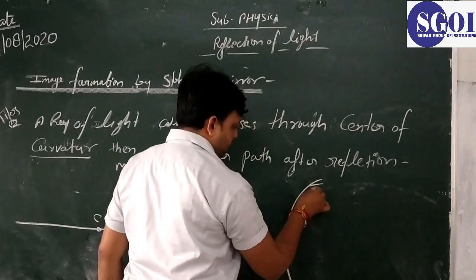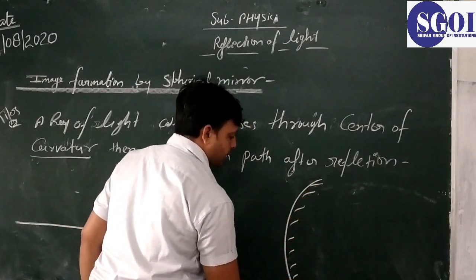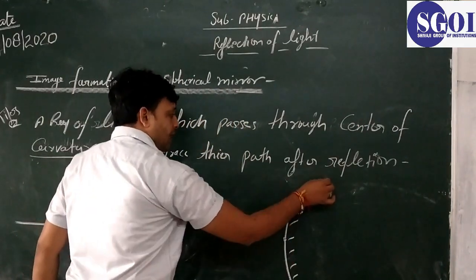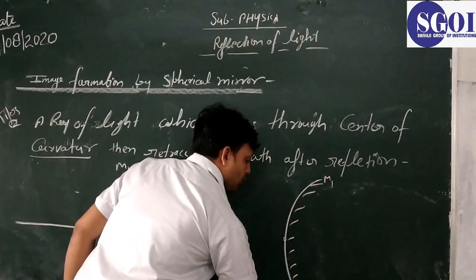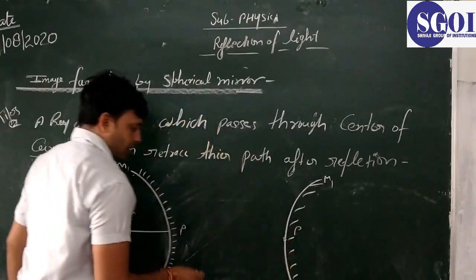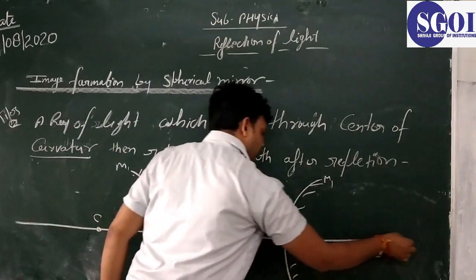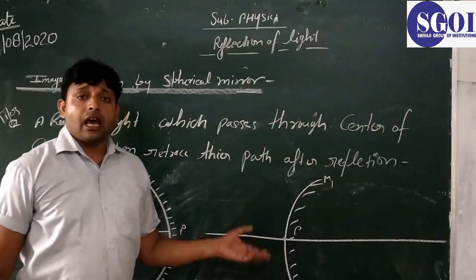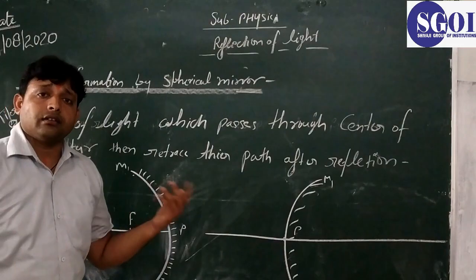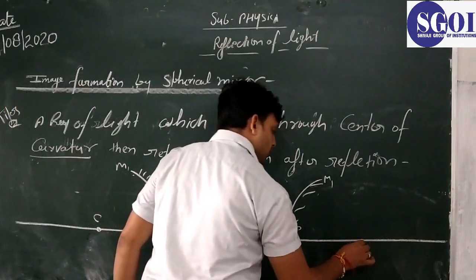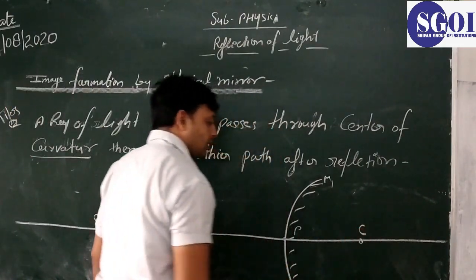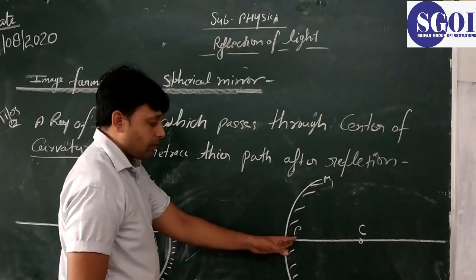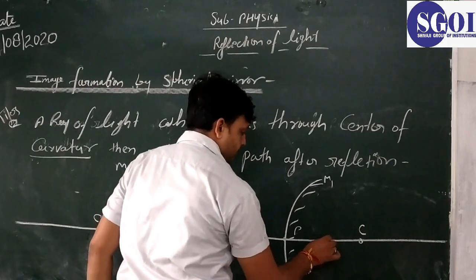This is a convex mirror. The midpoint of the reflecting surface is called the pole, and this is the principal axis. Convex mirrors have a center of curvature behind the mirror. This is the center of curvature. We know that the focus point is the midpoint between the pole and C.